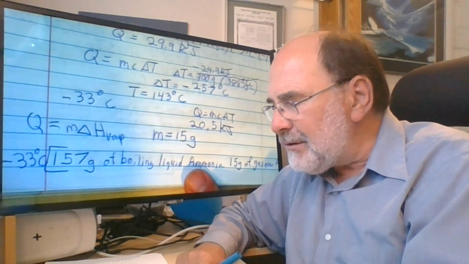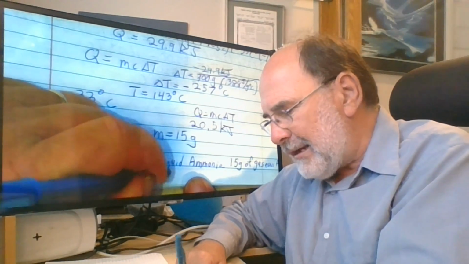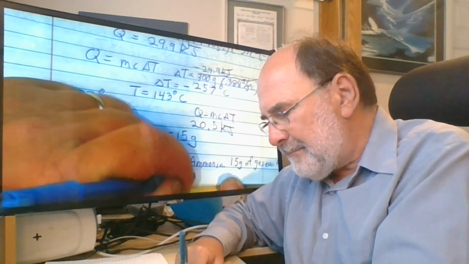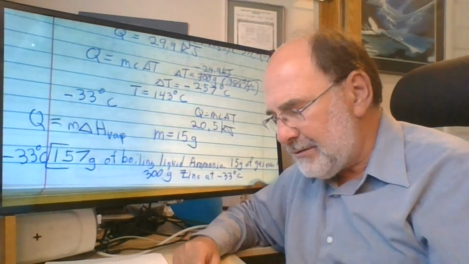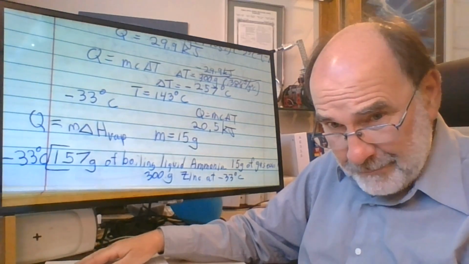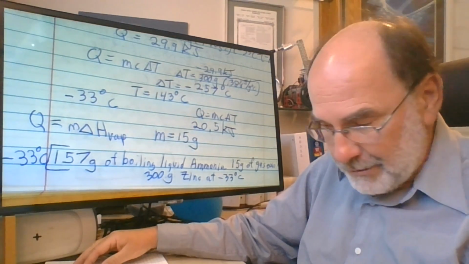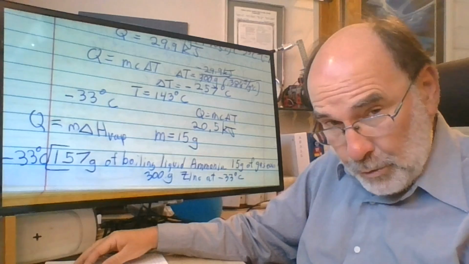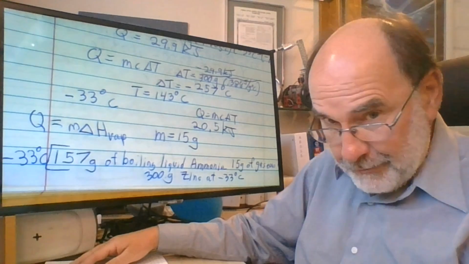And just to finish up the problem, I have 300 grams of zinc at negative 33 degrees Celsius. So there's the complete solution to this particular problem. I have partially vaporized the ammonia. I have cooled the zinc down to the boiling point of the liquid ammonia.